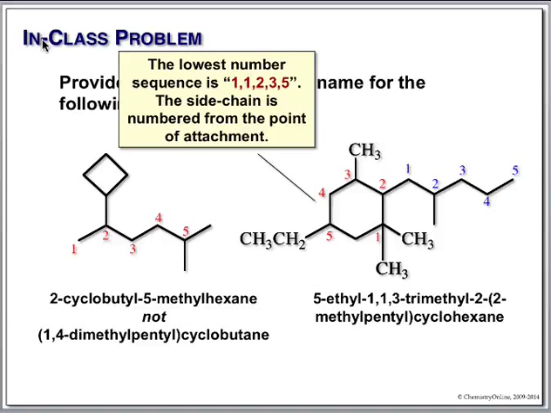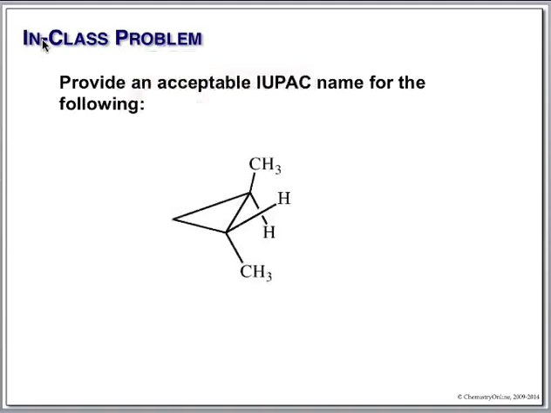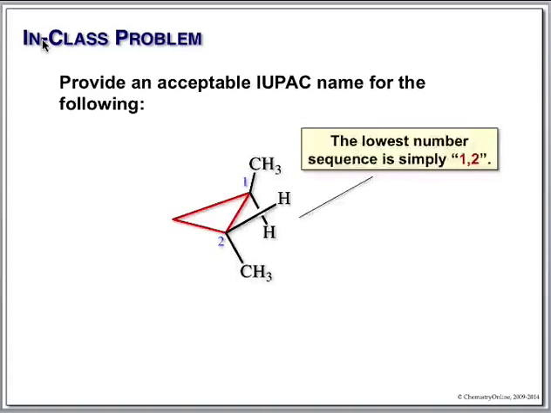Any questions? All right, let's do a real simple one then. Name this guy. Our parent is obviously a cyclopropane, isn't it? We have two substituents. Therefore, the numbering is going to be 1, 2. Both of our substituents are methyl groups. So we can call this 1,2-dimethylcyclopropane.